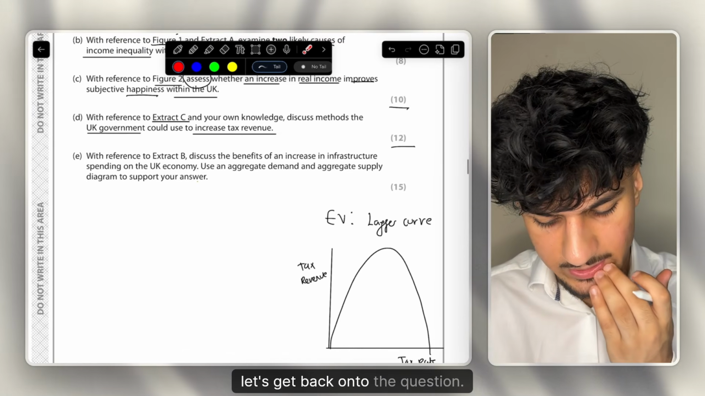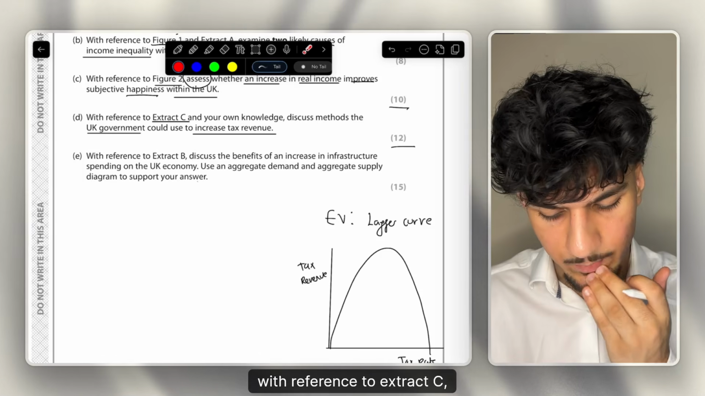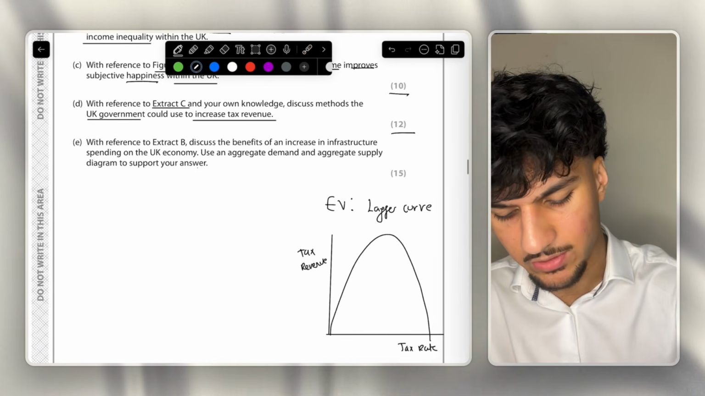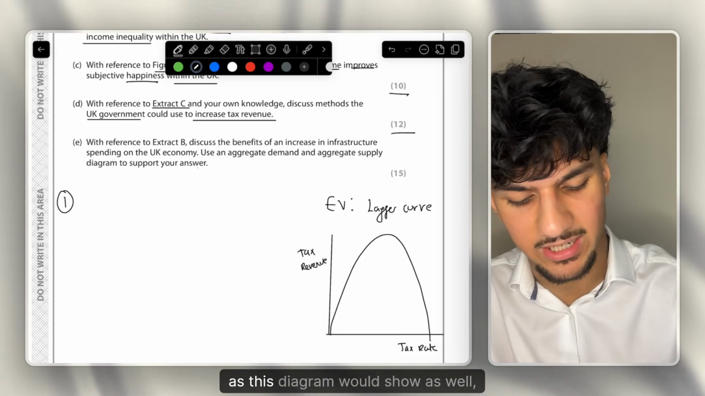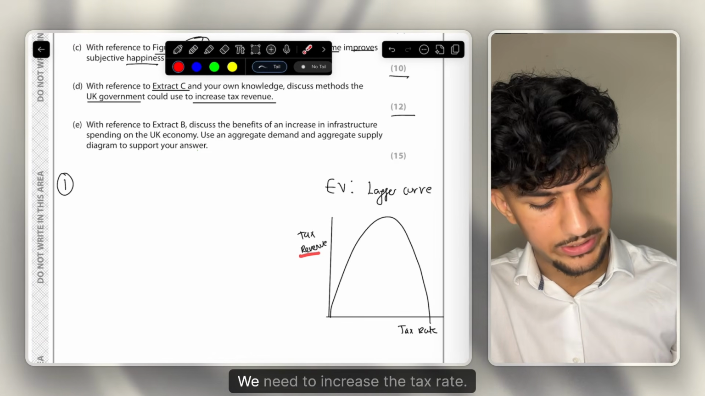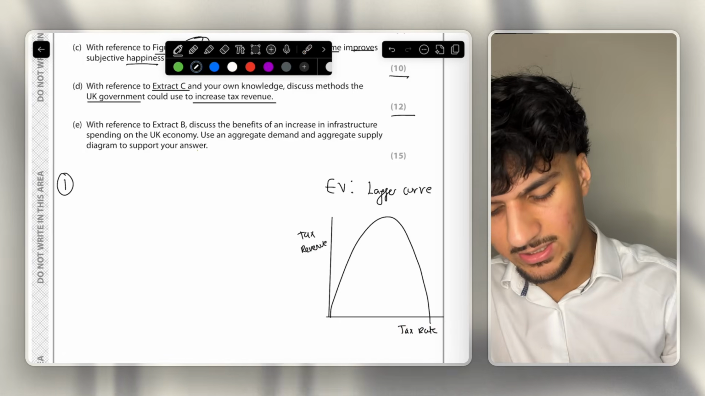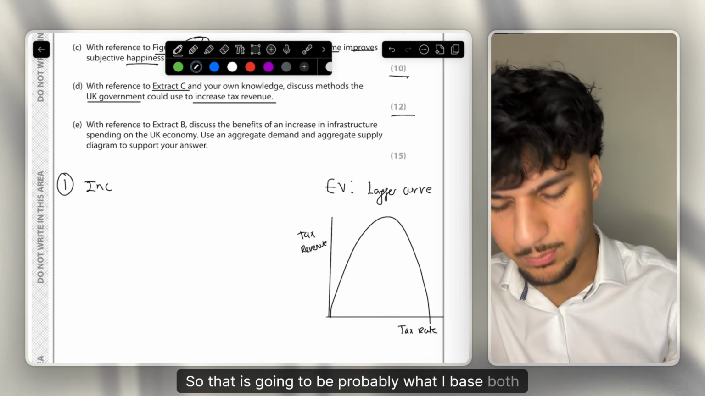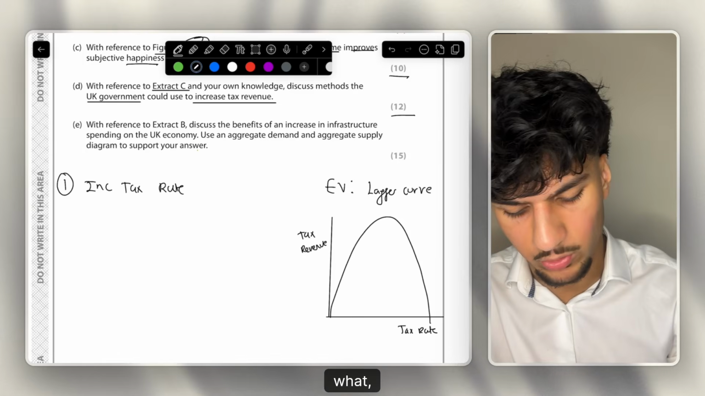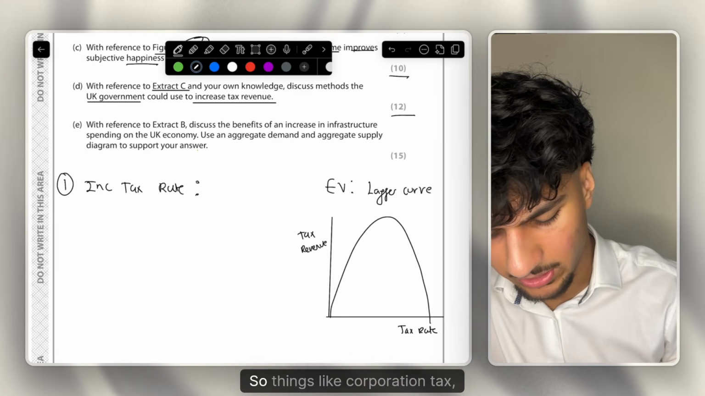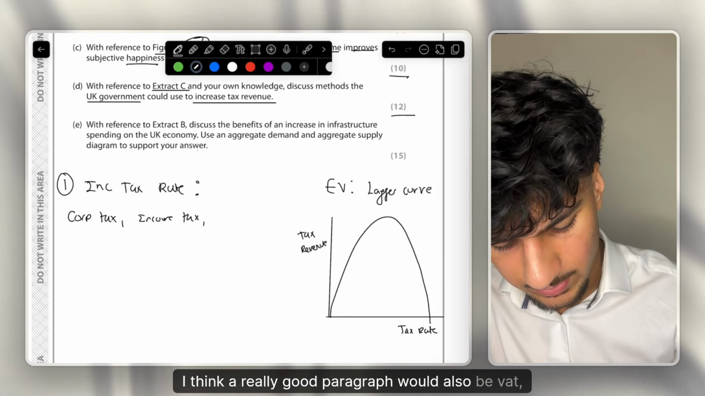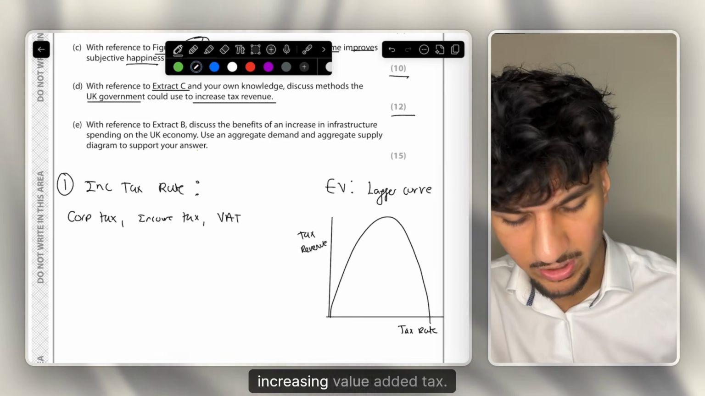But anyway, let's get back on to the question. So with reference to extract C, discuss methods the UK government could use to increase tax revenue. Very simply, as this diagram would show as well, if we want to increase tax revenue, we need to increase the tax rate. So that is probably what I base both my paragraphs off: increasing tax rate. So what type of taxes could we increase? Things like corporation tax, income tax, and I think a really good paragraph would also be VAT, so increasing value added tax.